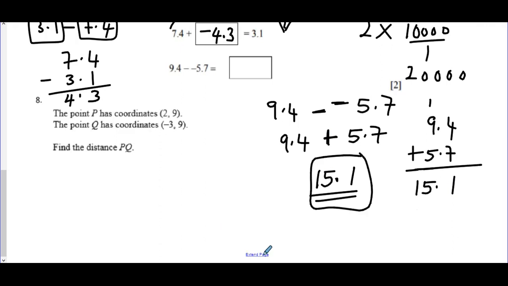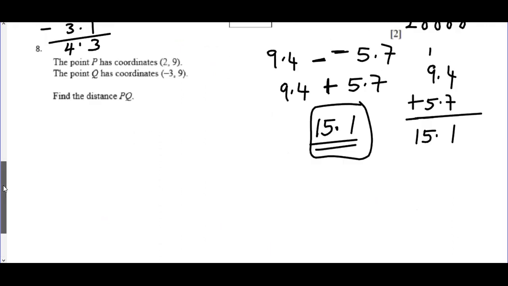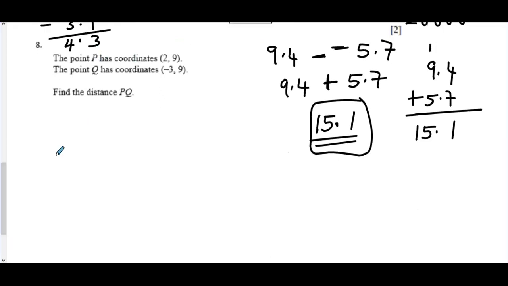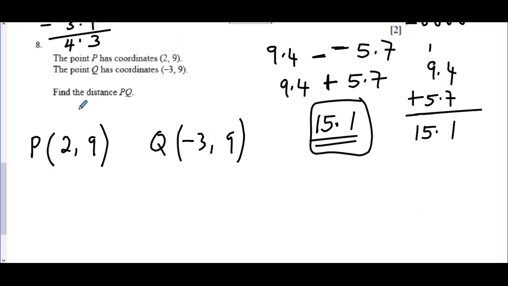And then the next question will be this question. The point P has coordinates 2, 9. And the point Q is -3, 9. Find the distance PQ. Now, first check the coordinates. The number before a comma belongs to X. So here you have two values of X. This is the first value of X, which is 2. And you have the second value of X, which is -3.